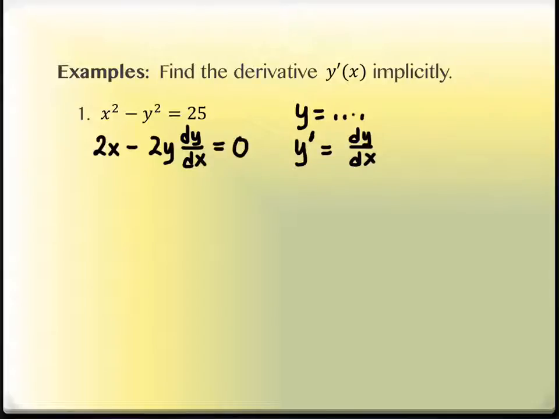Well, you need to solve for dy/dx, right? You have y prime equals as your answer. Now, we're going to do that. So we're going to move the 2x, move the 2y. We're going to separate them. So I have 2x equals 2y dy/dx.